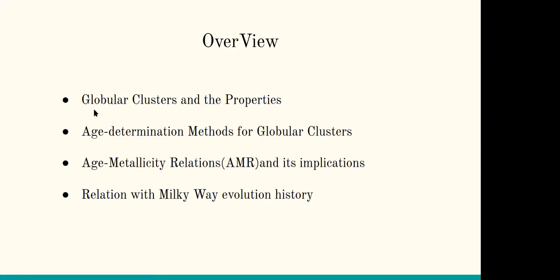First, I will talk generally about the globular clusters and their properties. After that, I will talk about the age determination methods for the globular clusters, which were discussed in the first paper. And then I will talk about the age metallicity relations of the globular clusters, which were studied, and some important correlations that were found in them. And then I will talk about the relation of those correlations with the Milky Way evolutionary history.